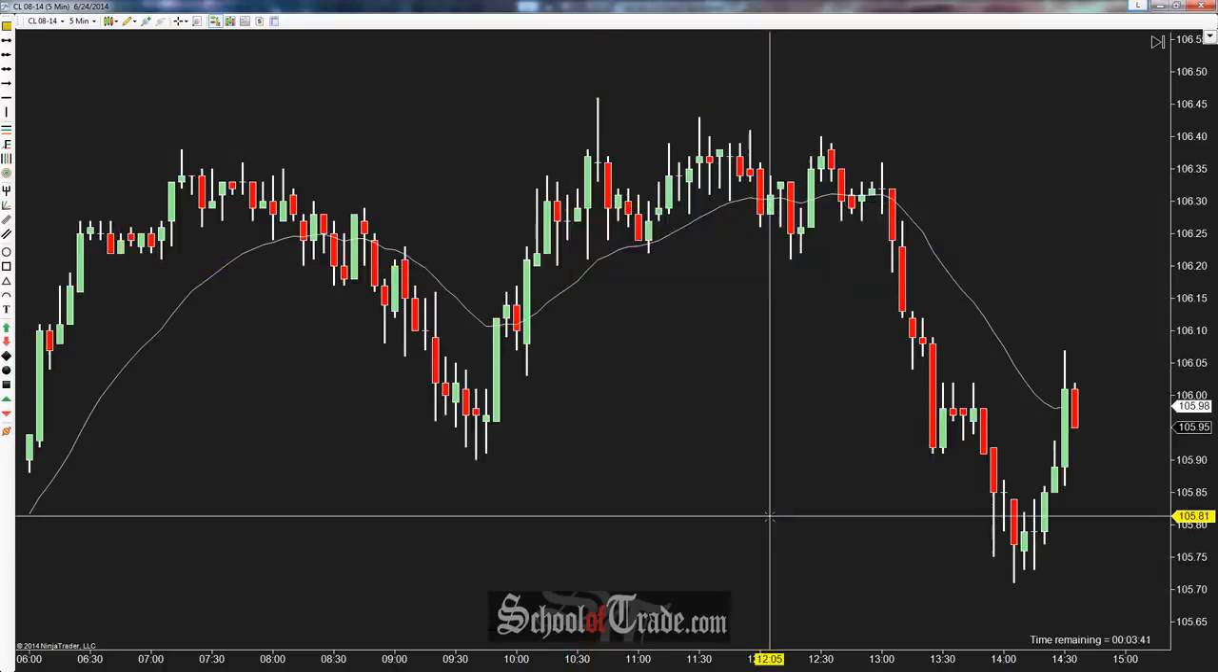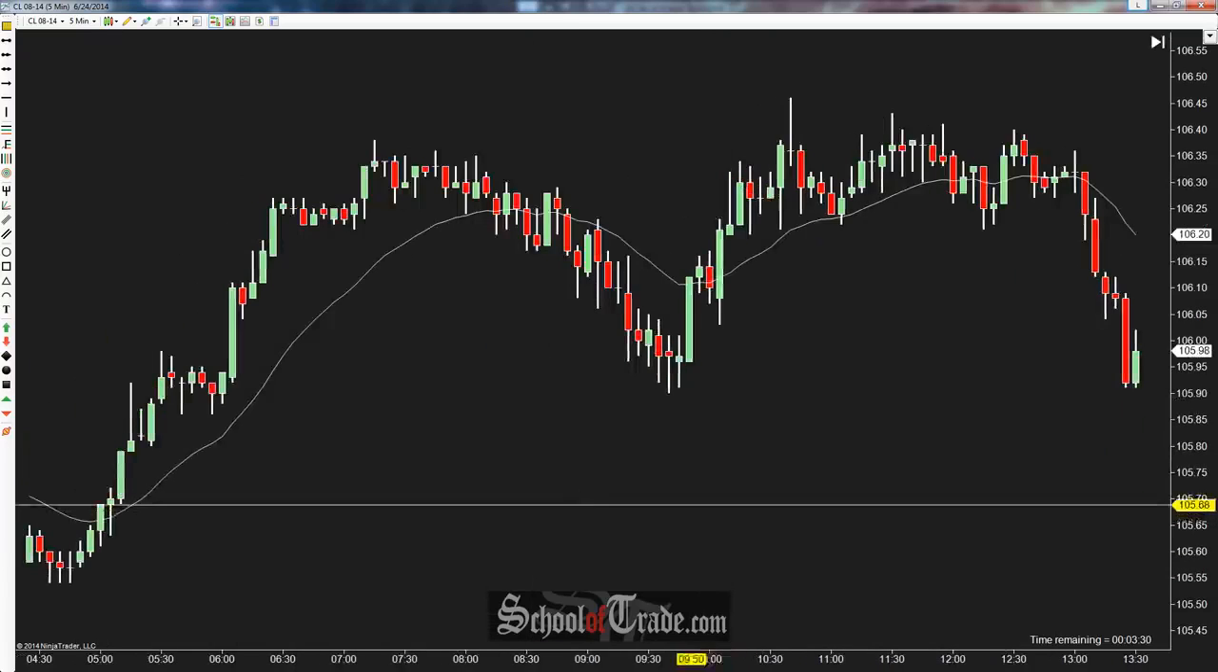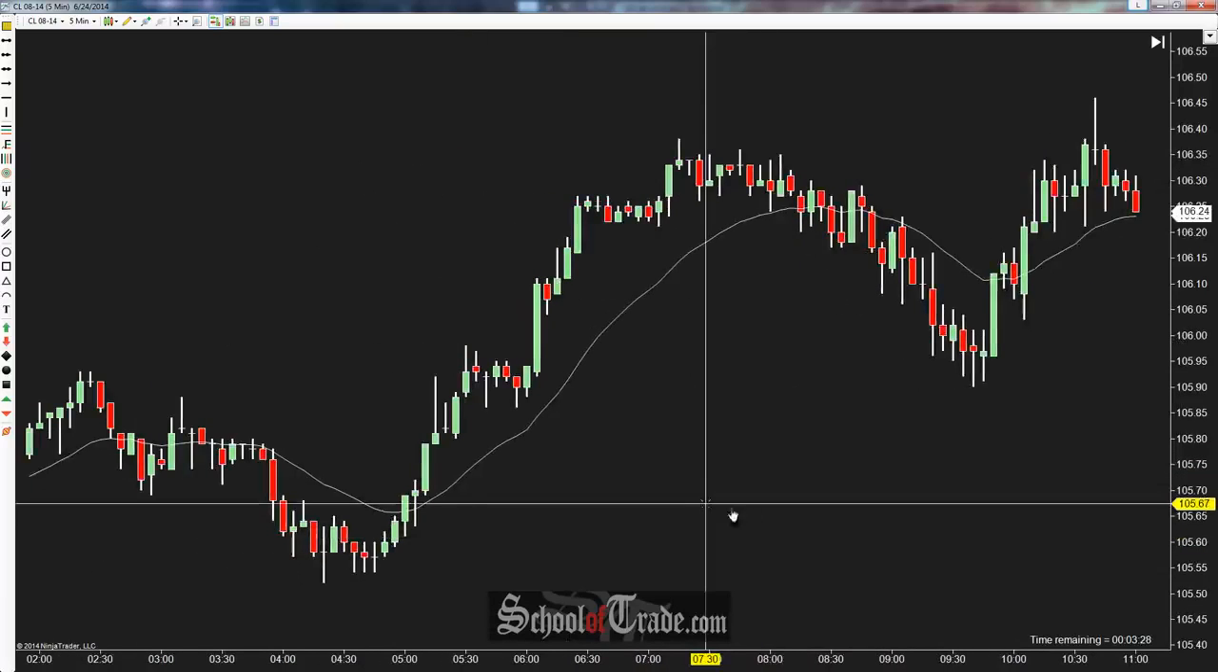So it's just a way that you can give yourself more confirmation of an actual trade, regardless of the pattern that you're looking for, whether it's a flag pattern or a wedge or whatever the pattern is. You can use these candlesticks to give you a big heads up.